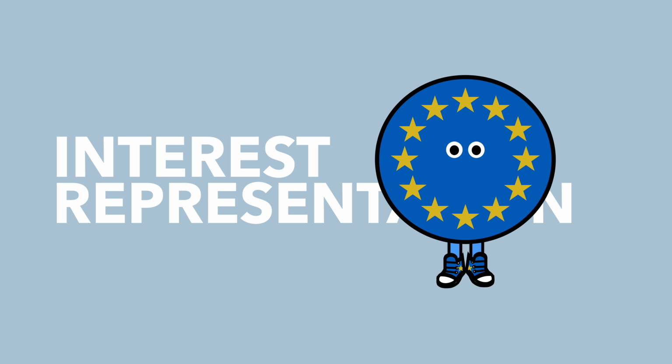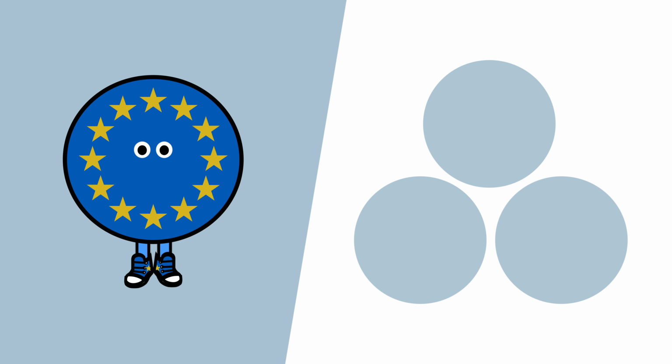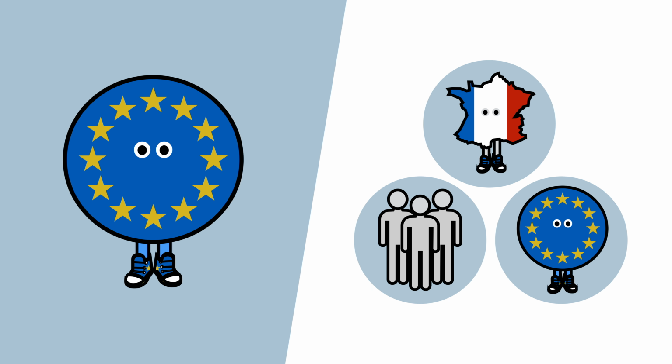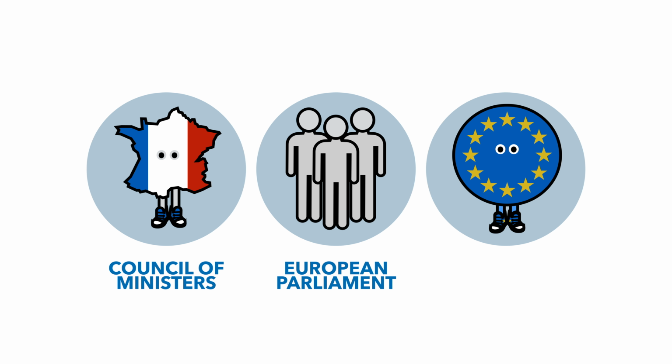The interest representation model distinguishes between the interests of the three groupings that the European Union protects. These are the member states, the EU citizens, and the EU as a whole. Each of these groups has one institution that protects its interests. Citizens' interests are protected by the European Parliament, which is directly elected by them every 5 years. The member states are represented by the Council of Ministers, where each member state gets one vote in lawmaking. And finally, the Commission protects the interest of the Union as a whole.